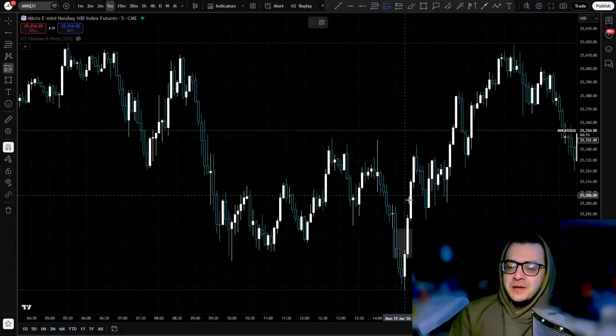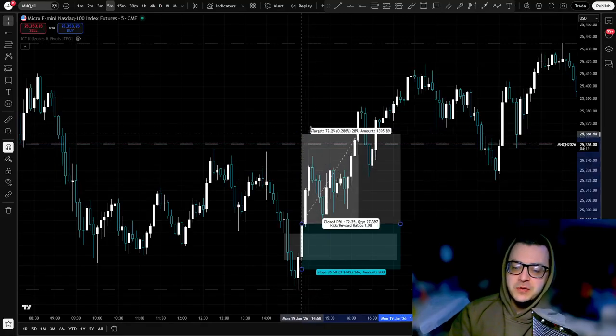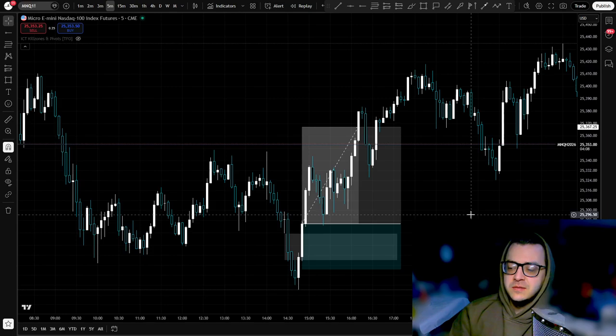Oh look, I've just seen another one, as I was just wrapping up. Accumulation, manipulation, 5 minute inverse, distribution back up. Perfect. Lovely.